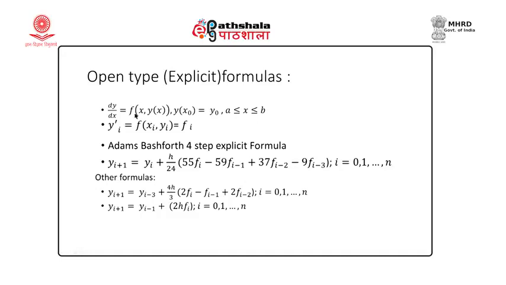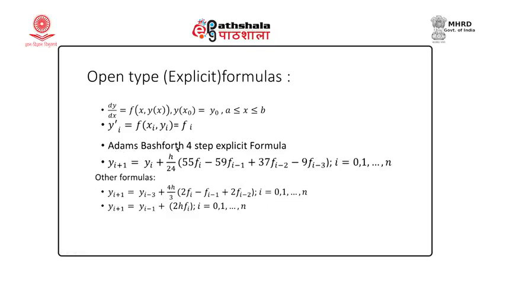Let us denote f at the point xi, y at the point xi, we call yi. This much we know, and this function value of f at the point xi, yi is the derivative of y at the point x equal to xi. So, this is yi dash, let us call it, and for simplicity we will denote this as fi. So, what is fi? Our notation is f at the point xi, yi. What is xi? x0 plus i h, where h is the step size, and yi is the value of y at the point x equal to xi.